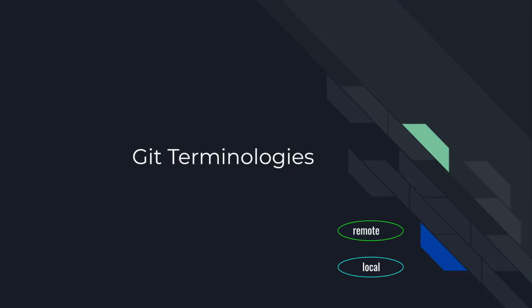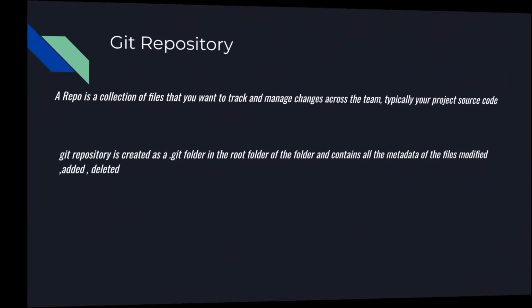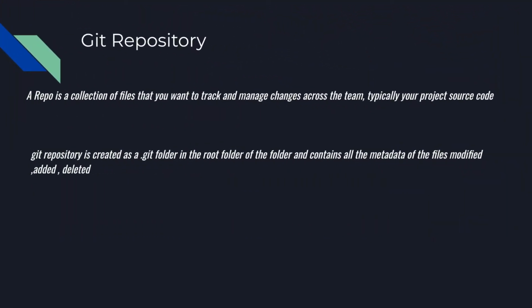The first term you will hear quite often is repo or a repository. A repo is a collection of files that you want to track and manage changes across the team. Typically, the source code of your project will be part of the repository. On the local machine, the Git repository is created as a .git folder in the root of the source code and contains all the metadata of the files modified, added, deleted, and the files ignored to track and other key information stored to provide the required source control features.